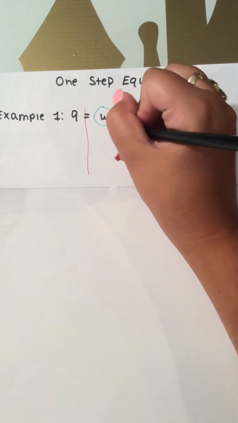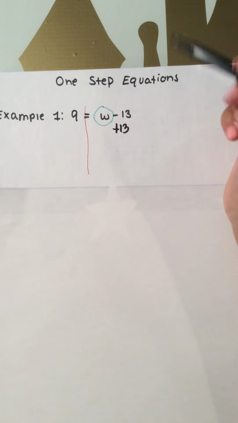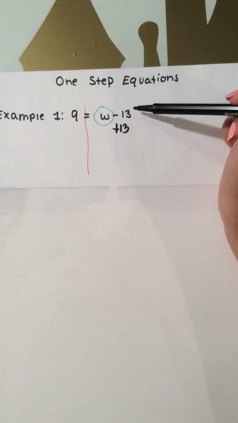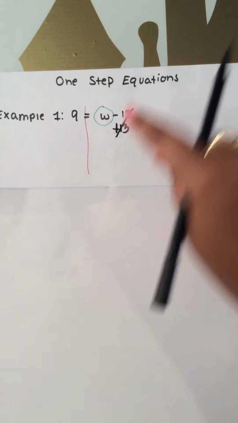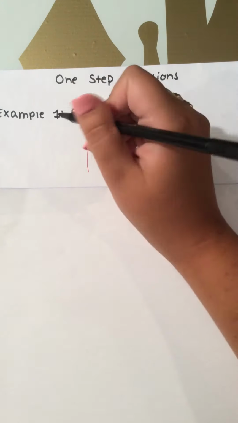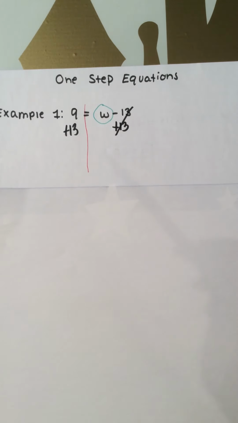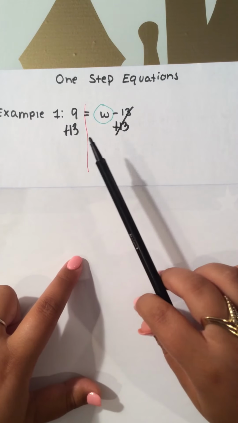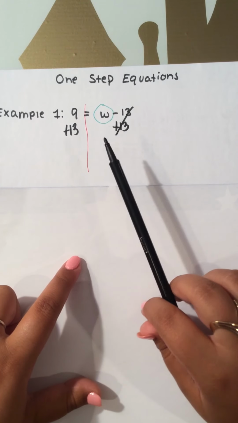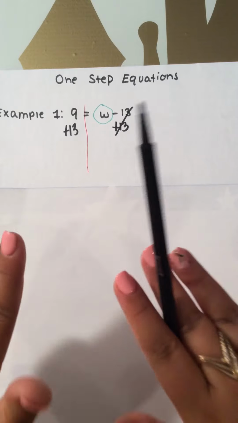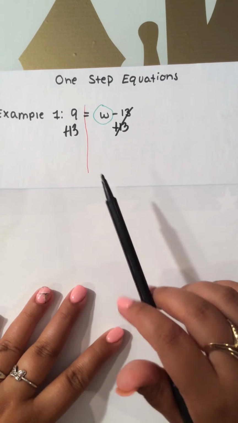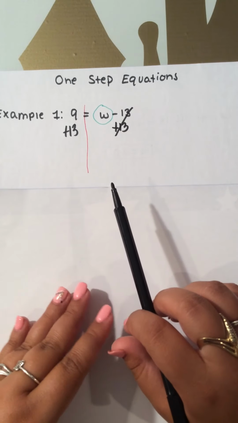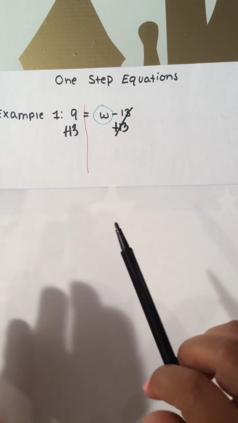So I'm going to add 13 because negative 13 plus 13 is 0. That goes bye-bye. But whatever I do to this side, I have to do to this side. So I'm going to add 13. And the reason for that is we need to keep this equation balanced. So what I want you to think is an equation is like a skateboard. You need to keep your weight balanced. So whatever you do here, you have to do on this side. Hence why I drew that red line, because that's really going to help differentiate between the both sides.